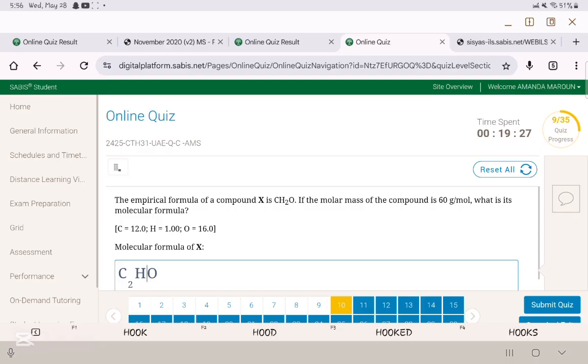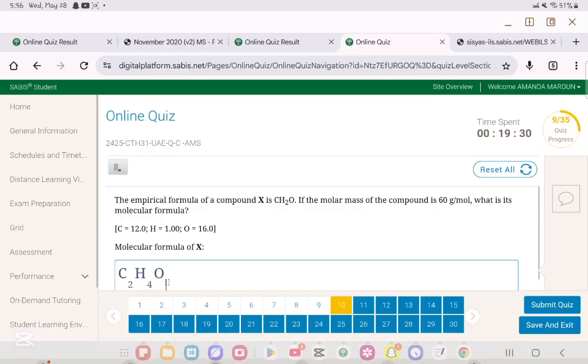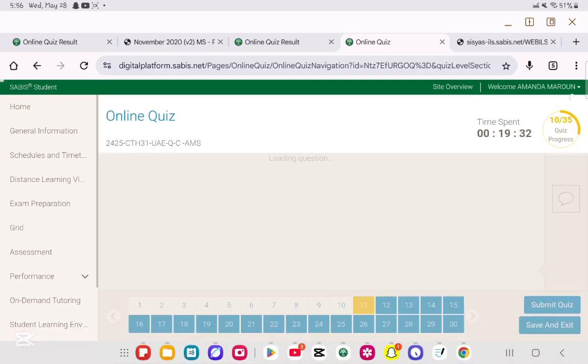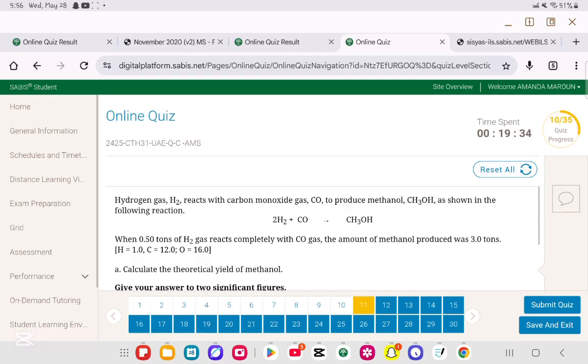C2H4O2. Very simply, that is it for question number 10. We move on to question number 11. What does it say in question number 11?